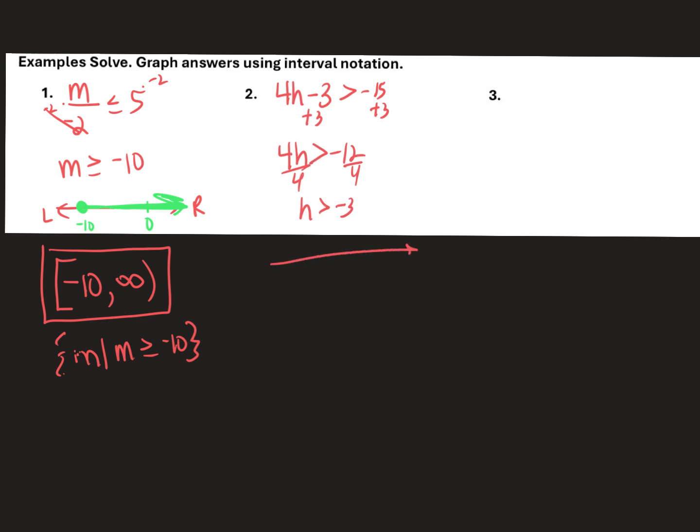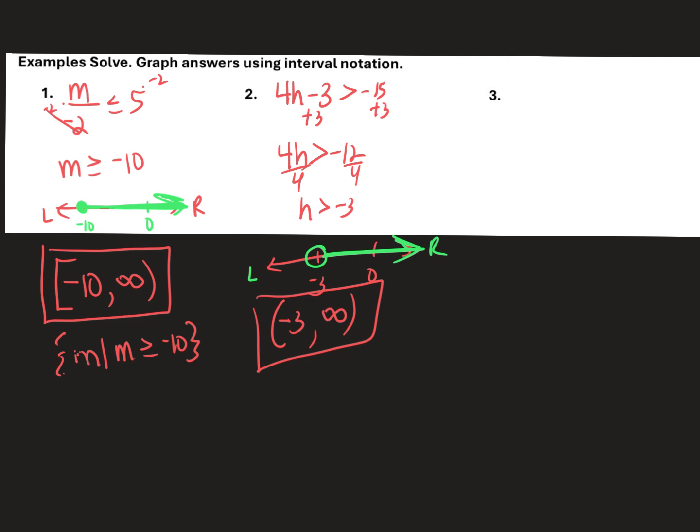On a number line, open circle on -3, shade to the right. Read this number line from left to right. Where does it start being shaded? It starts at -3 with an open circle. And where does it stop being shaded? Positive infinity. That's my answer.